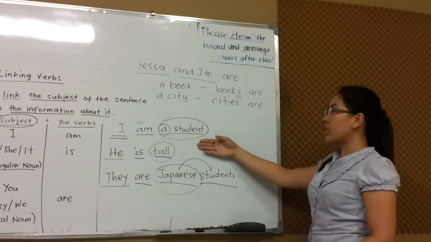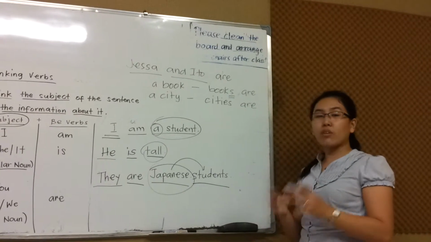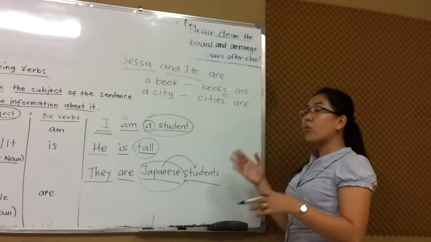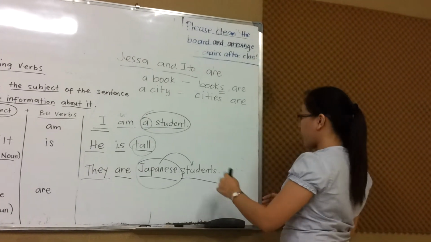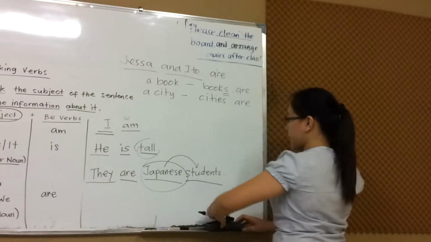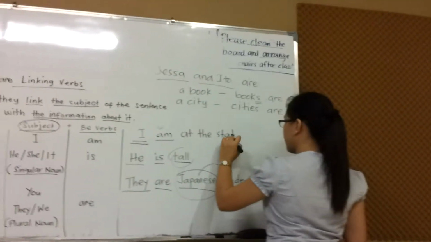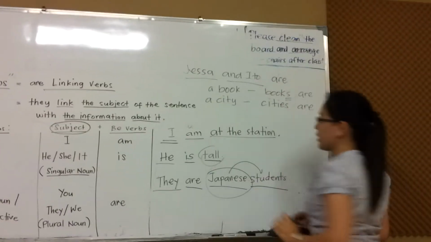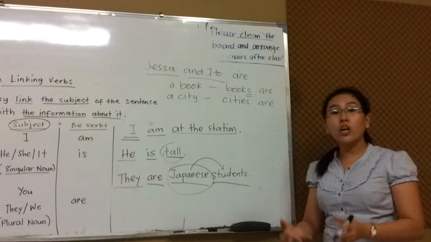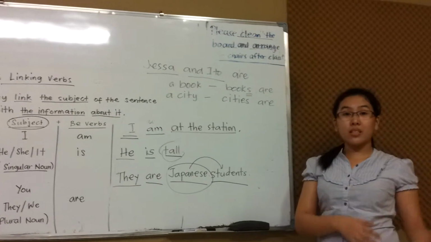Next, for your noun, we don't only talk about names or something. You can also use your noun with other words, just like prepositions. So for example, if I ask you where you are, or let's say if I want to know your location. So here, aside from I am a student, I can also say I am at the station. If somebody asks you, where are you? Oh, I'm here at the station. Okay, so you say I'm at the station.